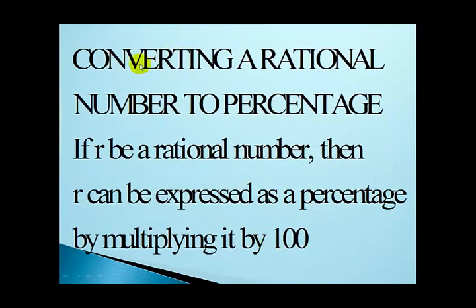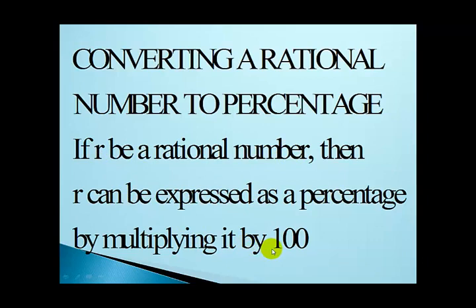Now, we look at how we can convert a rational number to percentage. If R is a rational number, then R can be expressed as a percentage by multiplying it by 100. Take note that a rational number is a number that can be expressed as a quotient of two integers.